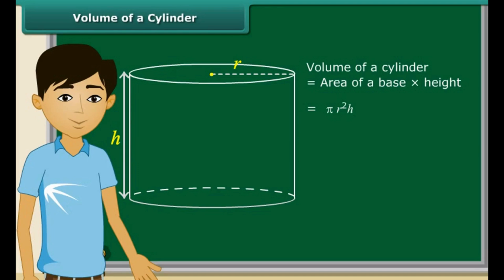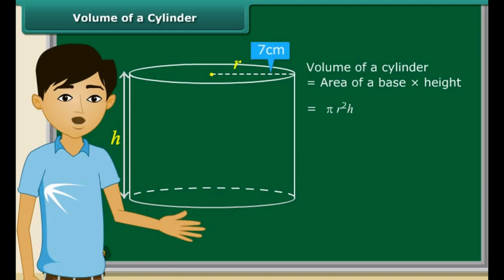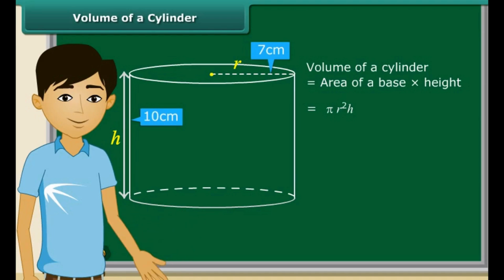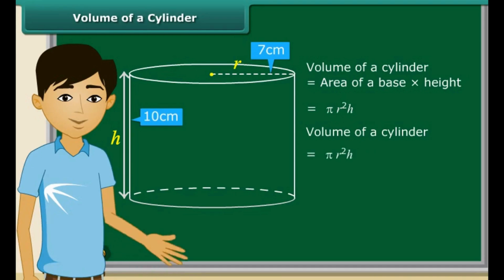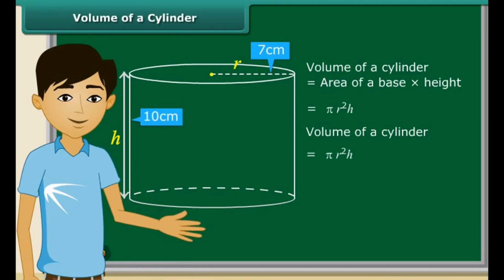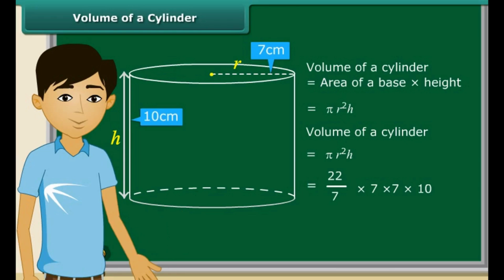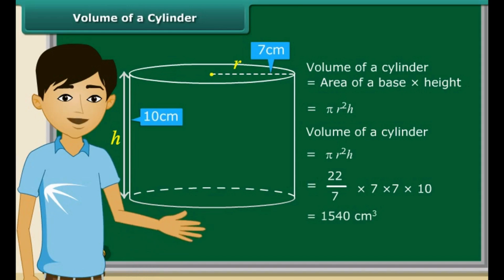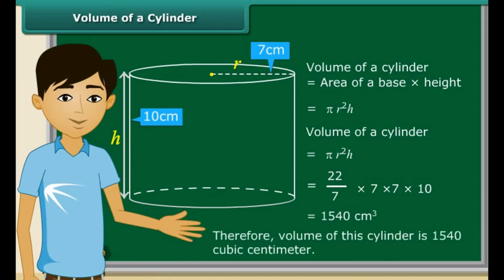We have a closed right circular cylinder of radius 7 centimeters and height 10 centimeters. Let us find its volume. We know the formula for volume of a cylinder is pi r square h. Now we need to substitute the values here. So, 22 by 7 into 7 into 7 into 10. This gives 1540 cubic centimeters. Therefore, volume of this cylinder is 1540 cubic centimeters.